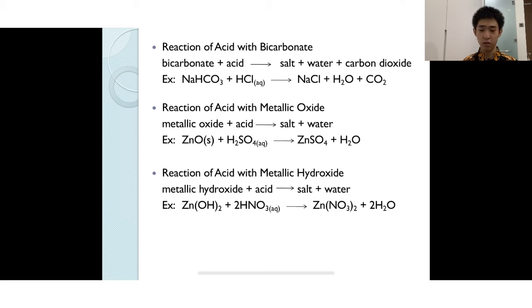The next type of reaction is the reaction of acid with metallic hydroxide. Metallic hydroxide plus acid is salt plus water. Example, zinc hydroxide plus nitric acid is zinc nitrate plus water.